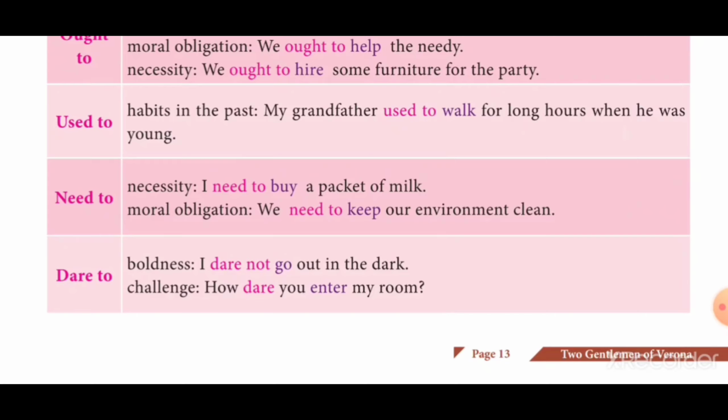And the last one is dare to. It is used to express boldness and to make challenges. And the example for the expression of boldness is, I dare not go out in the dark. And in the case of making a challenge, the example is, how dare you enter my room?